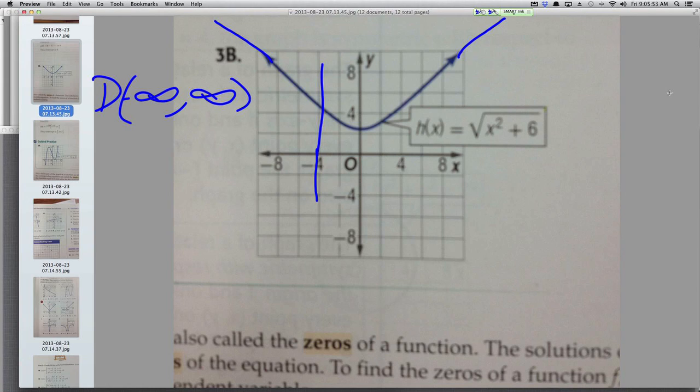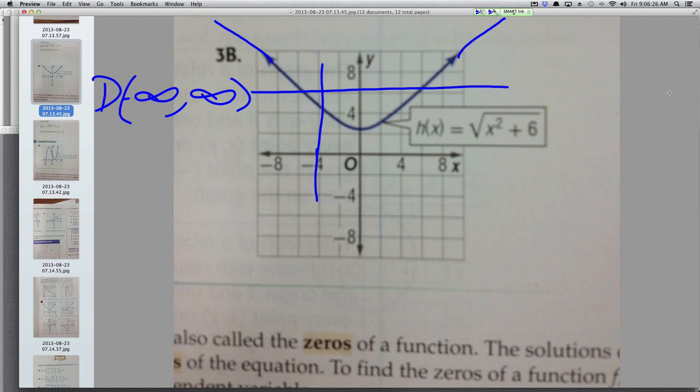And keep in mind, whenever I'm finding domain, I want to be looking at the x-axis. Whenever I find range, I want to be looking at the y-axis. Now, when I was finding domain, I drew a vertical line. If I'm finding range, what do I want to draw? I want to draw a horizontal line and ask the same thing. When I draw a horizontal line, does it touch my graph? If the answer is yes, then that means it's part of my range. If the answer is no, it's not part of my range.